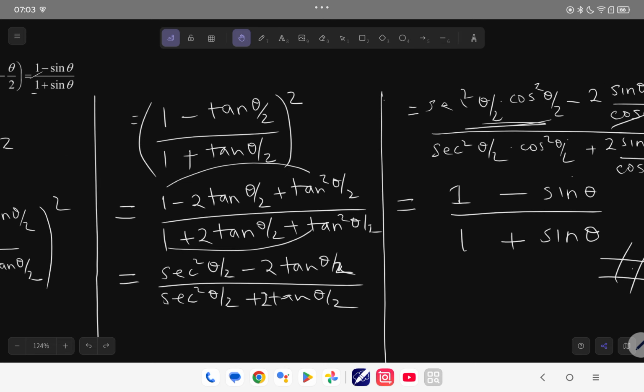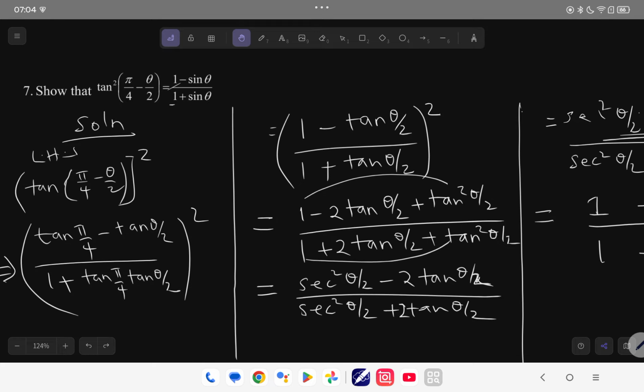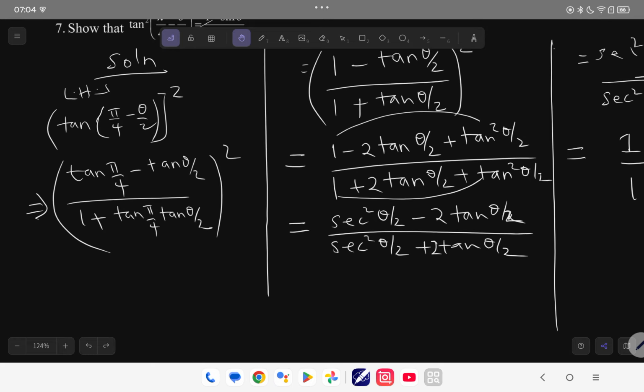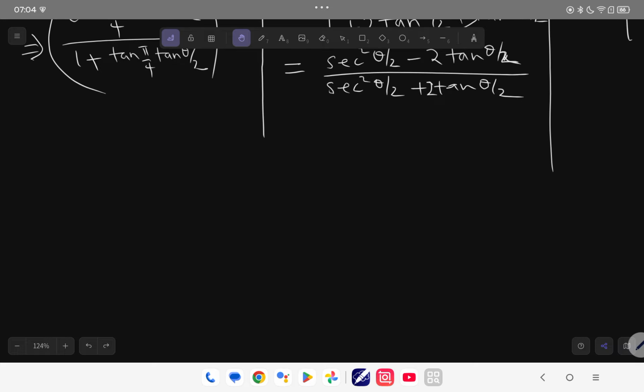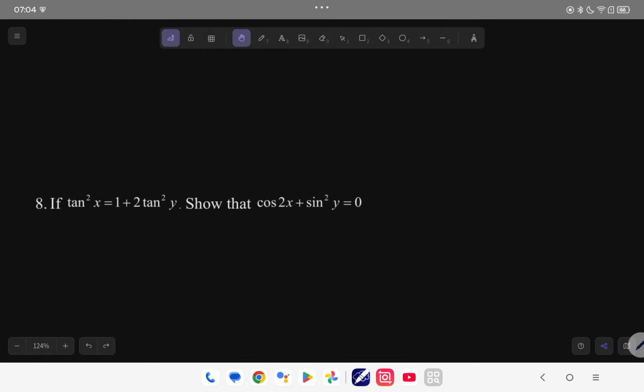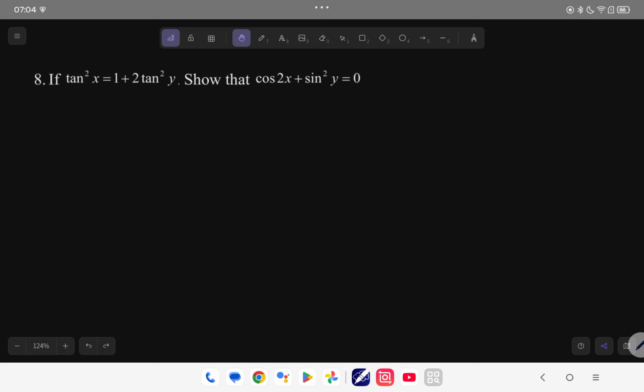That was question number 7. Our last question is question number 8. It says if tan squared x is equal to 1 plus 2 tan squared y, show that cos 2x plus sin squared y is equal to 0.